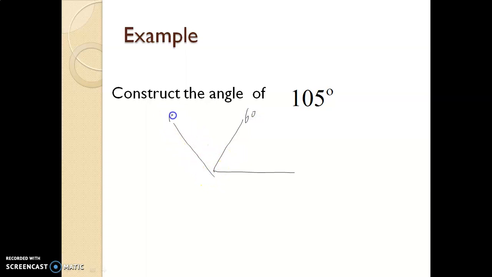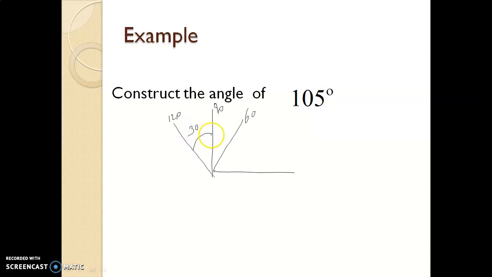So this one is 120 degree, and then after that we have to construct 90 degree, and the 105 is nothing but above 90 and below 120. So the 105 lies between 90 and 120. So the angle between 90 and 120 is nothing but 30 degree.